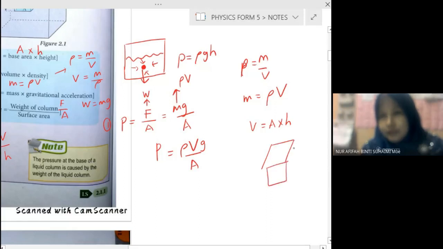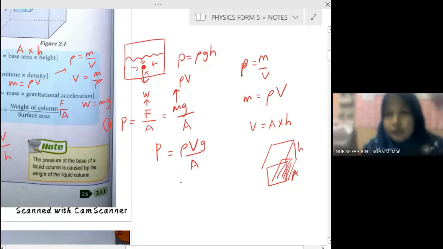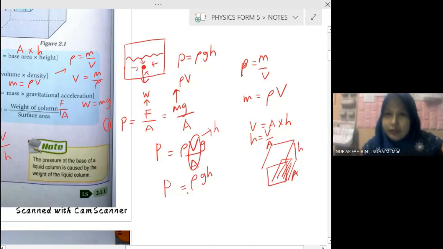Now to measure volume, area times height. Right. So convert this one. We take h only, V over A. So now we can get pressure equal to rho g h. This one keluarkan, tukar kepada h. That's how we derive rho g h from P equal to F over A and from density.